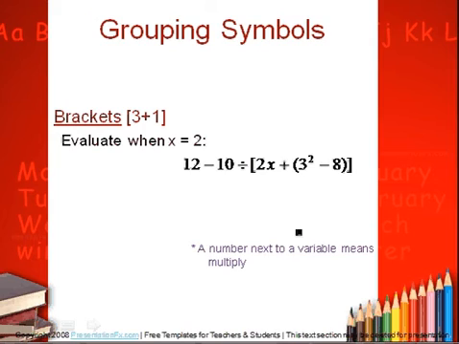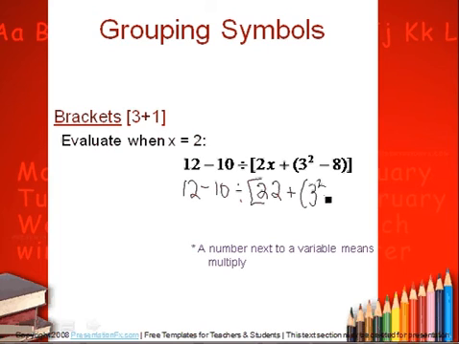Okay, I'll get the note going here. A number next to a variable means multiply. So you'll notice we have 2x here, and the directions say evaluate when x equals 2. So if we were to plug that in, 12 minus 10 divided by, we've got a bracket here, 2, x is 2, I'm going to write it just like that for now, plus 3 squared minus 8, parenthesis, bracket.